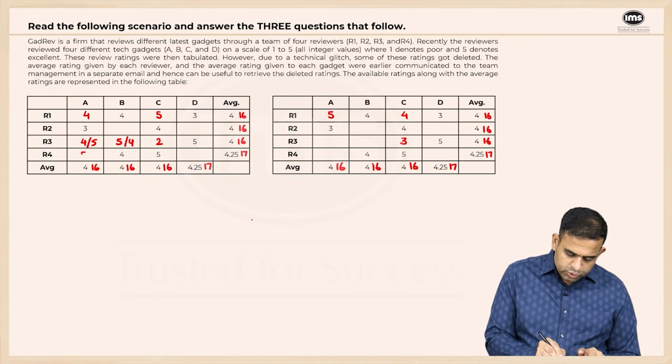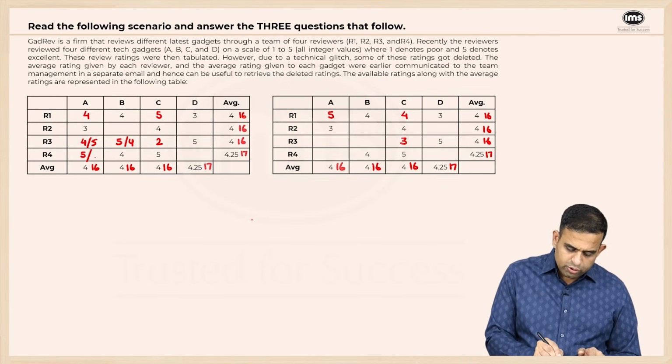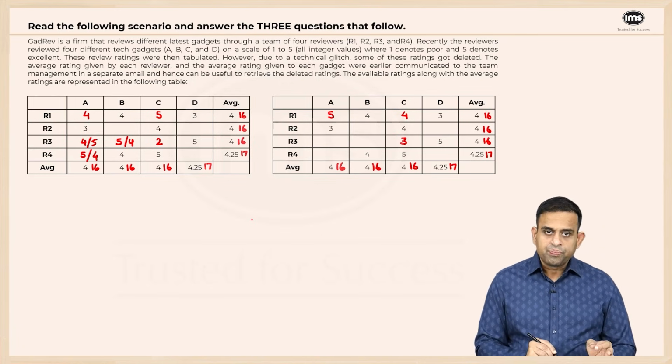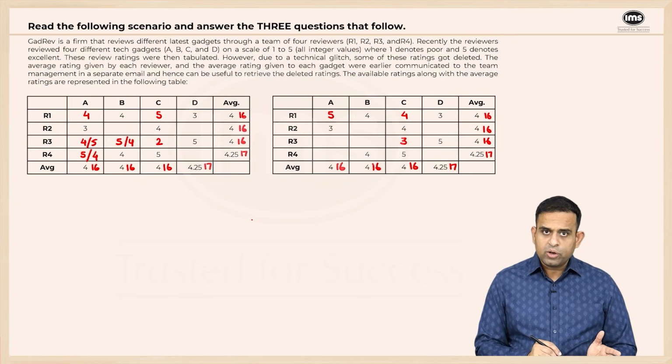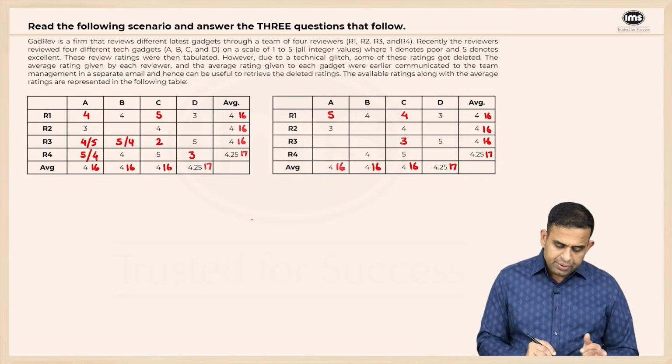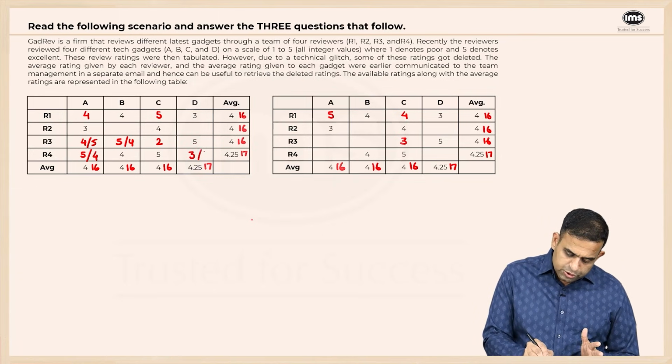So this must be equal to 5. And 4 plus 3 plus 5 will become 12. This will become equal to 4 right now. Then if I look at this R4 given to D, 5 plus 4 plus 5 will become equal to 14. This will be equal to 3. And 4 plus 4 plus 5 will become equal to 13. So this must be equal to 4.